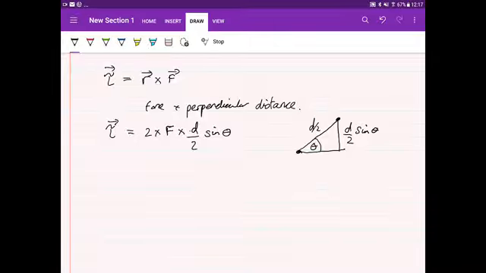So if we then work out that, there shouldn't be a vector here. We can substitute for F is electric field times charge. The 2's are going to cancel, and so we're going to end up with a torque that's equal to E times Q times d times the sine of theta. That's the torque.